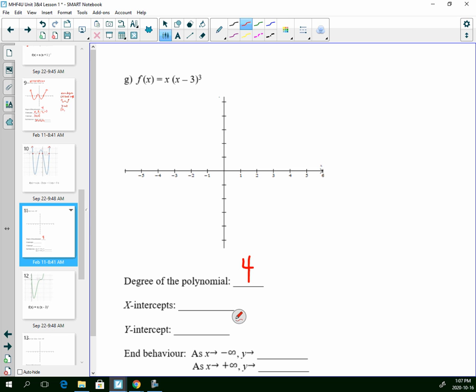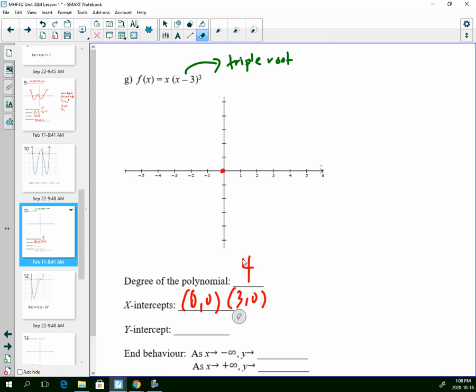My x-intercepts, well, I have an x by itself, so 0, 0. And then I have x minus 3. So x is positive 3. And so I have 1 at 0, 0, and I have an x-intercept at 3. But that power 3 does something kind of different with the graph. This is a triple root. So what does a triple root do?